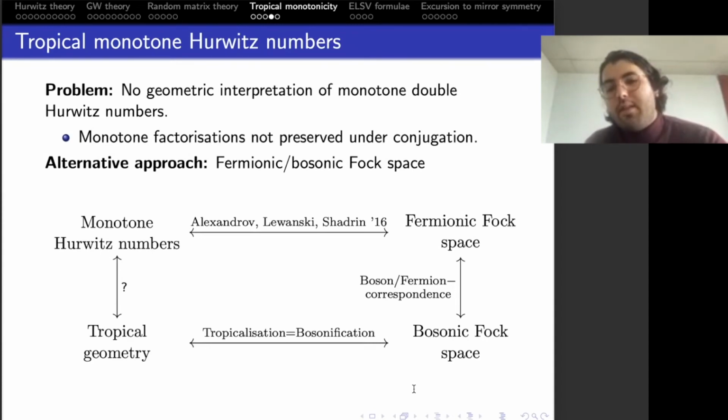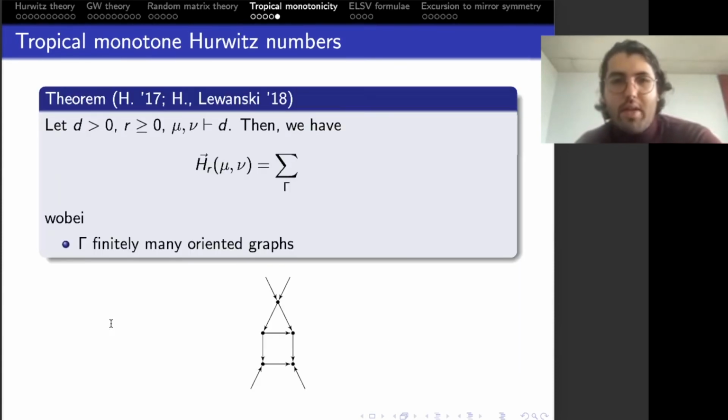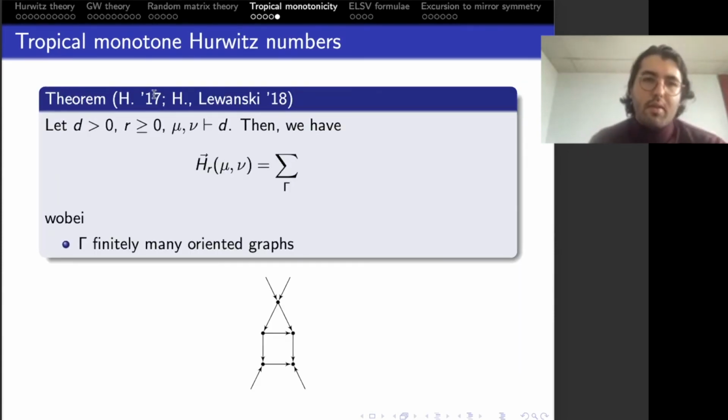But in fact, working this out also led to a very surprising theorem that I want to show you on the next slide. A single-authored work in 2017, but in this form, in the joint work with Lewanski in 2018, we proved the following statement, namely, let d be a positive natural number, r a non-negative natural number, and mu and nu be partitions of d. So the same data as always for double Hurwitz numbers. And then we have that the monotone double Hurwitz number is a sum over finitely many oriented graphs.